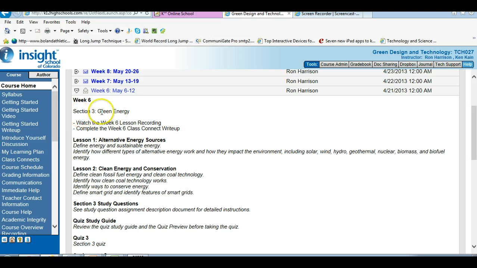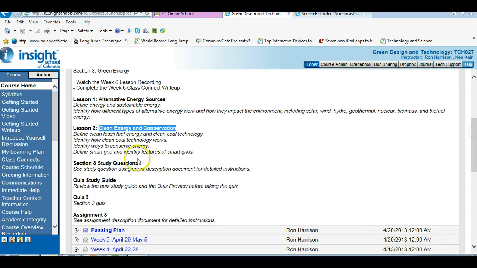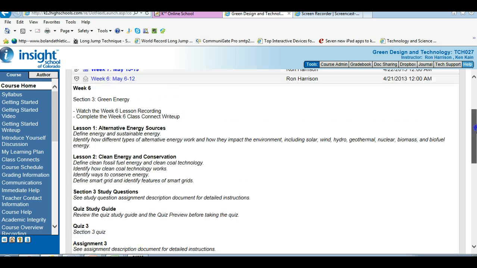Well, as we look at the green energy unit, it's 2 lessons. The first one about alternative energy sources, and the second lesson about clean energy and conserving energy. Then, of course, you have the study questions like you have in each section, the quiz study guide. Make sure you look at the quiz preview too. Then you take the quiz, and then finally you have the assignment. So just like it always is, as far as the work to be done.